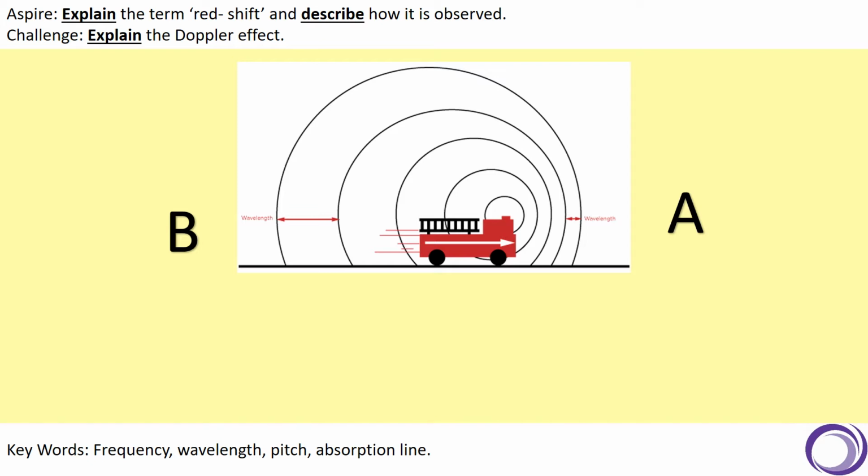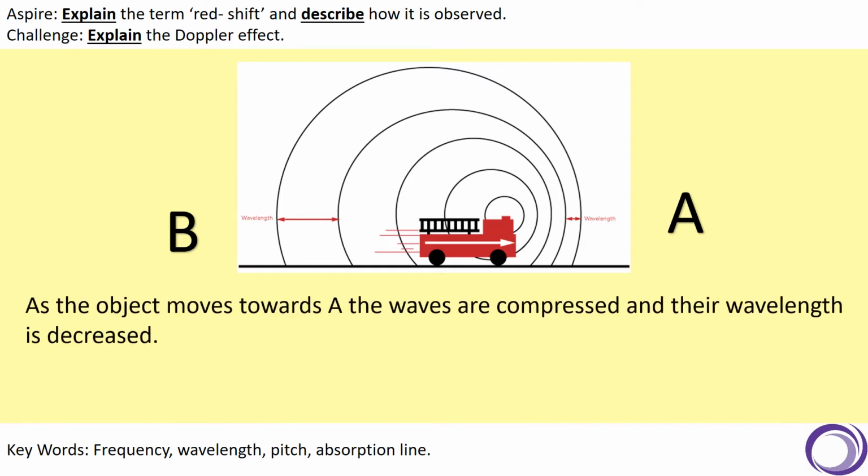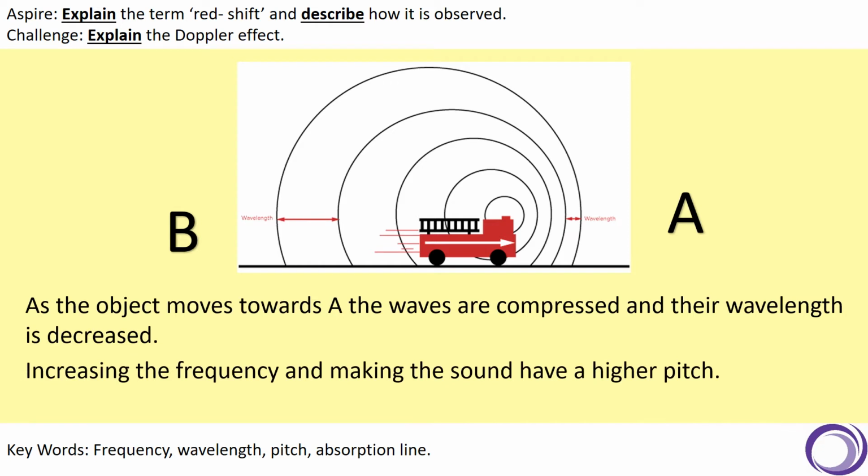Diagram here of a fire engine. Fire engine is travelling from B towards A. And as the object, in this case the fire engine, moves towards A, it's driving into the wavefront, so it's squashing it, it's compressing it. So in front of the fire engine, the wavelength is decreased. If we decrease the wavelength, we increase the frequency, so you get a higher pitch. So at point A, the pitch will be higher than it would normally be if the fire engine wasn't moving.